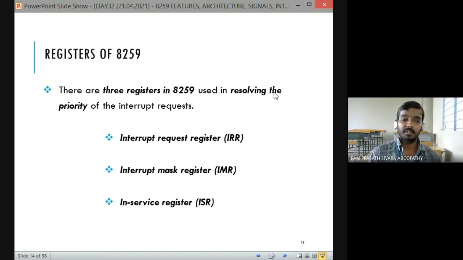Fine. Okay. Now coming to IMR, the interrupt mask register. As the name suggests, it is a mask register. So what about the size of the IRR register? Can you guess?